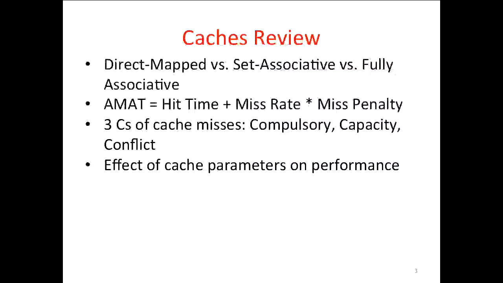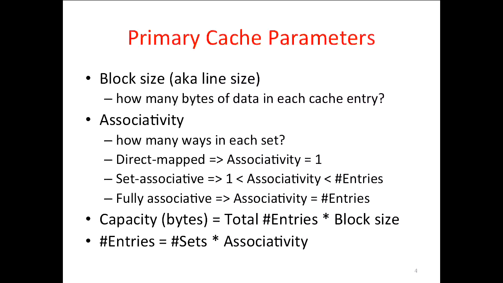Then we also started talking last time at the end of the lecture about the effect of cache parameters on performance. This time I want to go over in a bit more detail how these different cache parameters affect performance, and hopefully also review all the different cache organizations as well while we go in there. So there's three primary cache parameters. They're important things you first need to know when talking about a cache.